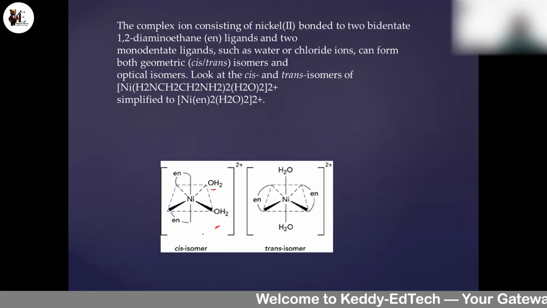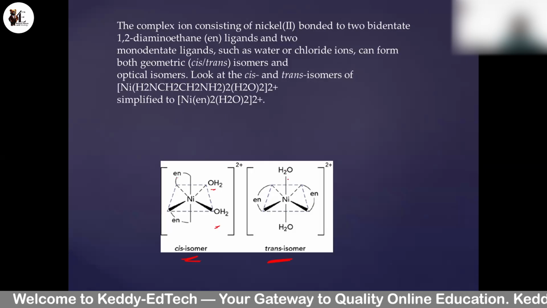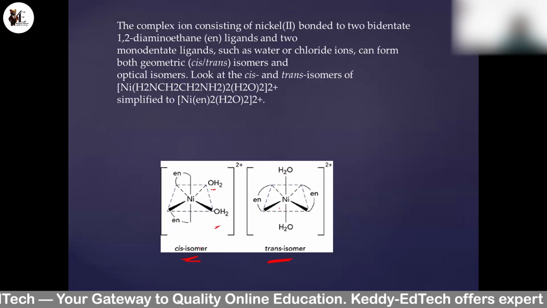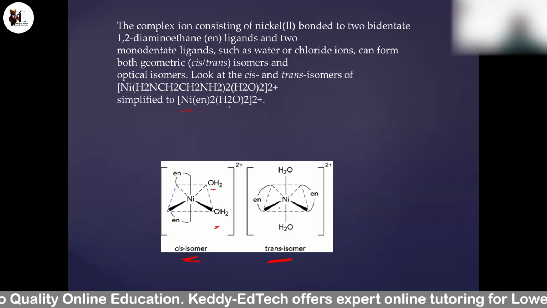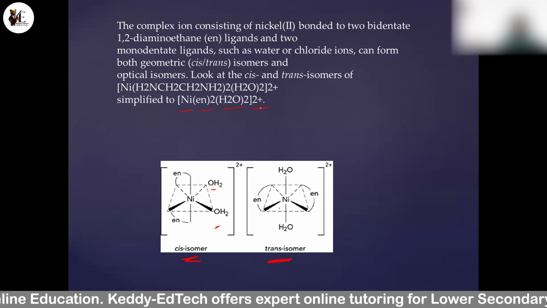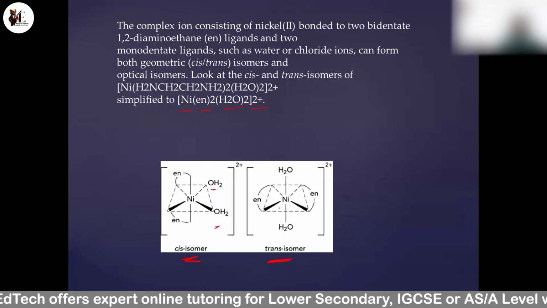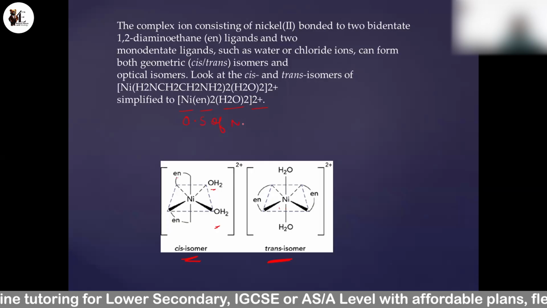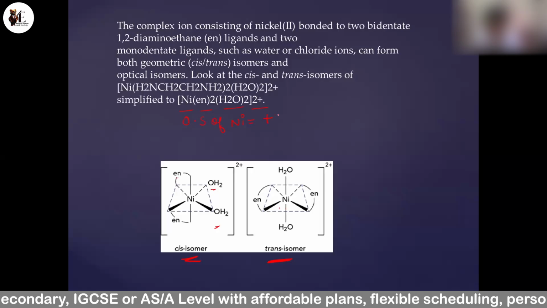That is water ion. So they can form your cis isomer and the trans isomer. If H2O is at the opposite position, they are trans. If they are at the same side, they are cis. Okay? And we can write it as Ni(en)2(H2O)2, and the charge is 2 plus. Overall charge is 2 plus, so the oxidation state of nickel is, tell me. +2, ma'am. Yes.